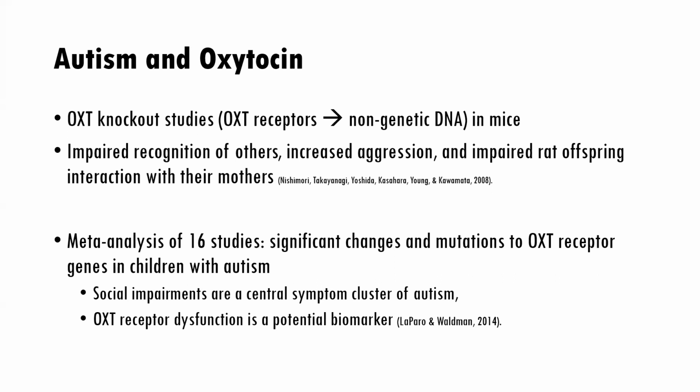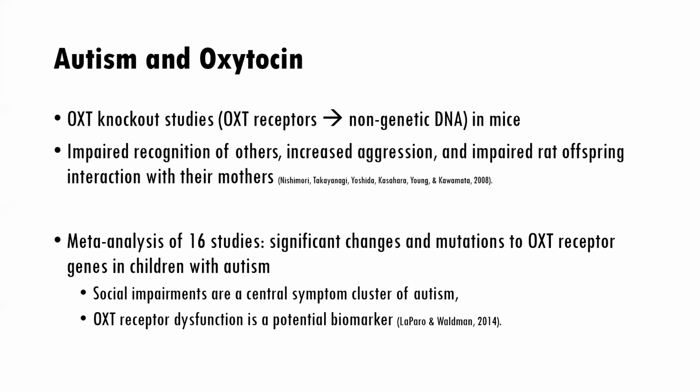They basically will alter through surgery and such, through genetic change, the brains of mice. So you can change the brains of mice so that all oxytocin receptors are removed and replaced with non-genetic DNA. When they do that, the mice demonstrate impaired recognition of others, increased aggression, and impaired rat offspring interaction with their mothers. They don't seek bonding, right? They don't seek nurturance. Instead, they become aggressive. This somewhat helps us understand the aggression you see in autism and reactive attachment.